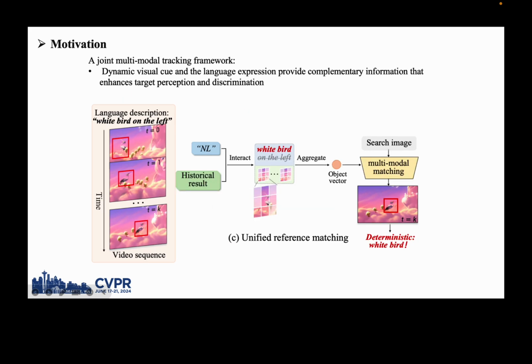We observe that the language description and the visual template are complementary, and combining these two for matching contributes to a comprehensive understanding and perception of the target. As illustrated in Figure C, the historical results embed the target's motion information, which helps filter out status descriptions that fail to align with the actual target in the language expression. For instance, on the left, referring to a small yellow bird rather than the true target, should be removed.